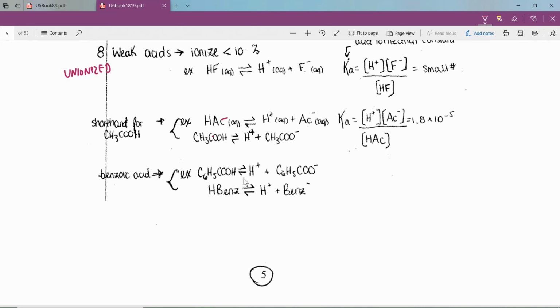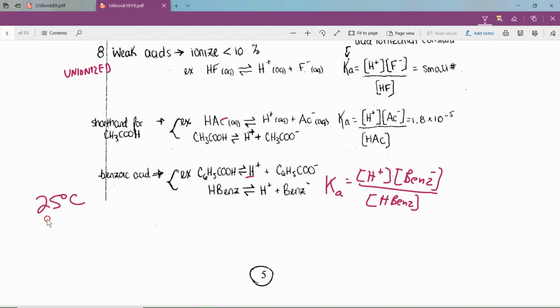So I got C6H5COOH, which is benzoic acid, breaks apart to H plus and C6H5COO minus. Or if I want to just do a shorthand, I can write H-benz, where benz means the benzoate anion, goes to H plus plus benz minus. So my Ka is going to be H plus times benz minus over H-benz. And then whatever that value is, you can look it up. There's tables of Ka values, and we're going to assume in this chapter that everything's at 25 degrees Celsius unless otherwise mentioned.